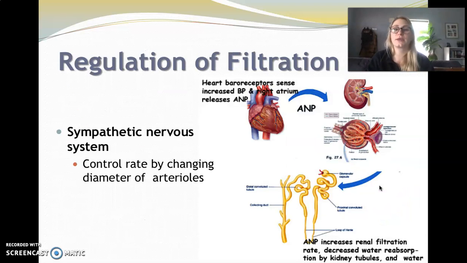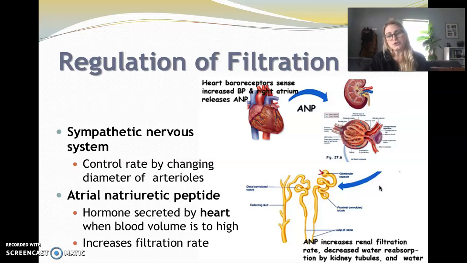So, the regulation of filtration. We have the sympathetic nervous system, which is going to be activated. Remember, sympathetic nervous system is the fight or flight, and that is what can help alter the dilation and constriction of those arterioles. Natriuretic peptide. We talked about this a while ago within the endocrine system again, and this is what's released from the atria of the heart. You guys might remember that.